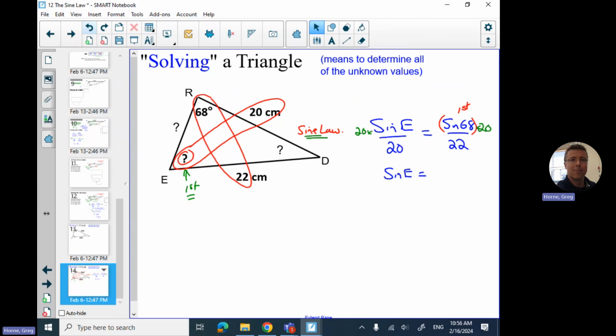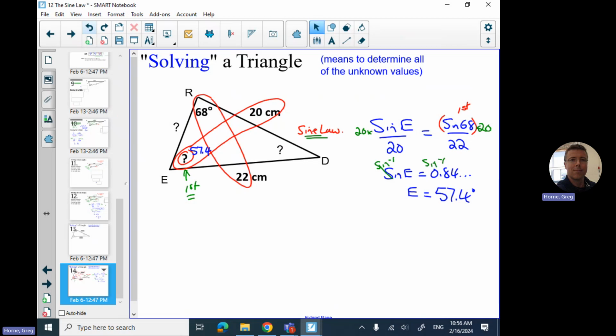So sine of 68, get that as a number, 0.927 multiplied by 20 divided by 22 gives us 0.84-ish. 0.84, 289, I'll say 0.84 dot. Worry about looking like I rounded wrong. Sine inverse of both sides gets rid of sine, gives it just E, angle E. So sine inverse of that number is 57.4 degrees. Okay, so that got us the angle 57.4 here.